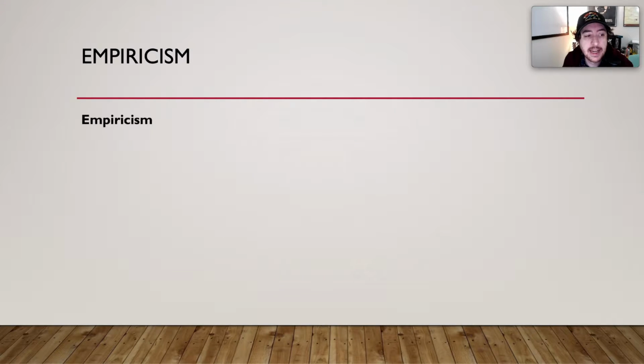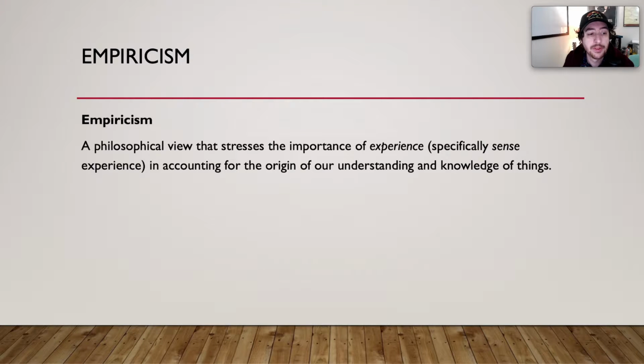Locke is suggesting a kind of empiricism that we've talked about. This is that philosophical view that stresses the importance of experience, and especially sense experience, in accounting for the origin of our understanding and knowledge of things. But remember, there are two theses we should distinguish between. There's concept empiricism, that says experience is the source of all of our concepts of things, our ideas of things. And then there's knowledge empiricism, that says experience is what serves as the evidence or ground of all our knowledge about the world.